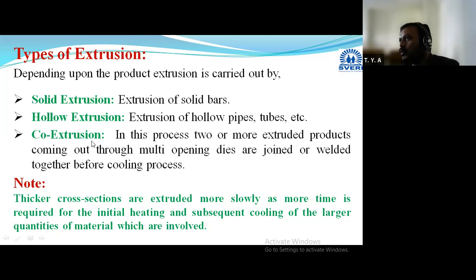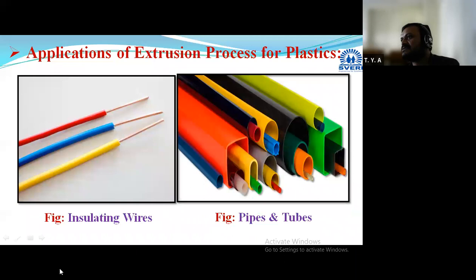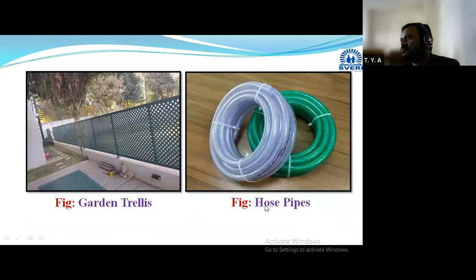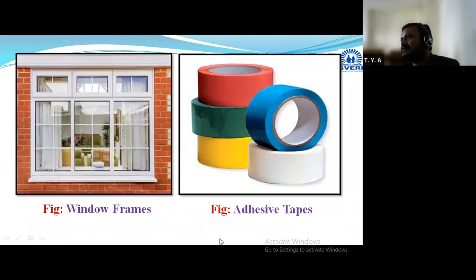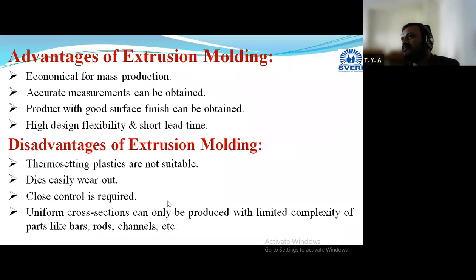This is the co-extrusion. These are applications: insulating wires, pipes, tubes. These are hose pipes, garden trellis, adhesive films, window frames. Okay, these points you can go through later.